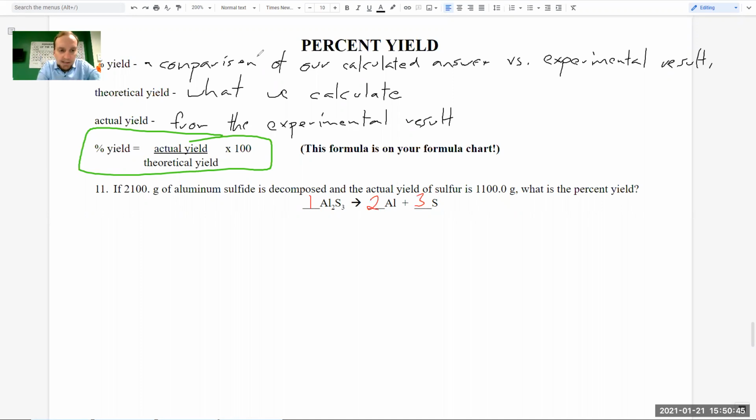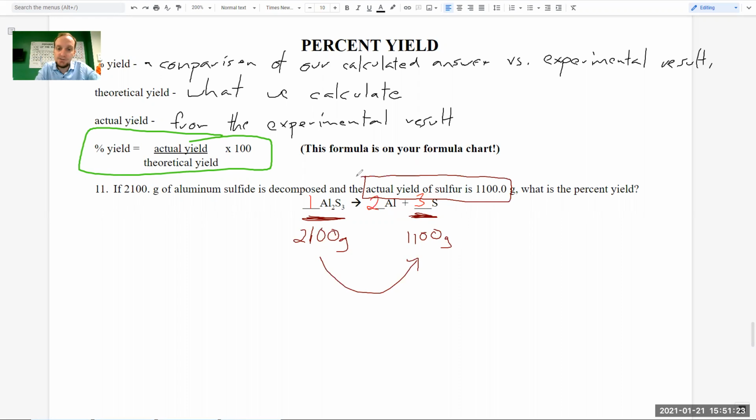So what we're given is 2,100 grams of aluminum sulfide. It is decomposed according to the reaction, which is a decomposition reaction. And the actual yield of sulfur is 1,100 grams. So notice they're giving us this: we have 2,100 grams of this, and then they're saying the actual yield from the experiment came out to be this much of the product, sulfur. So we need to convert this into this and figure out how much theoretically we should be able to obtain according to our calculation, and then compare it to the actual yield, which again is 1,100 grams of sulfur.